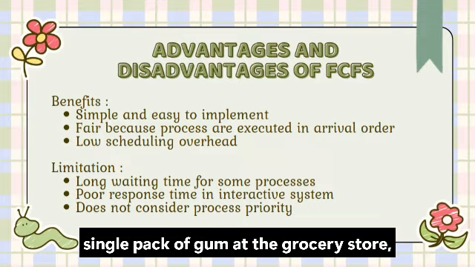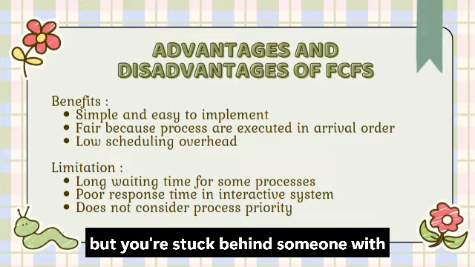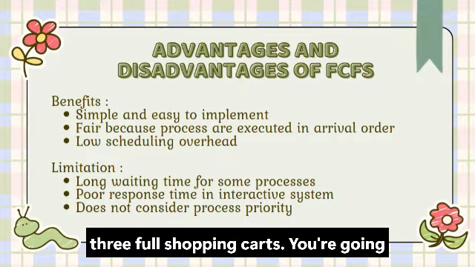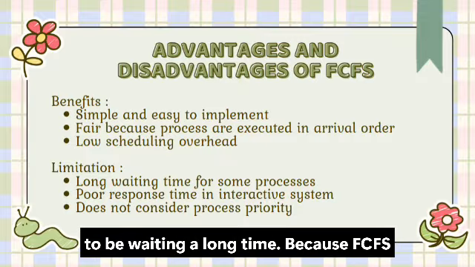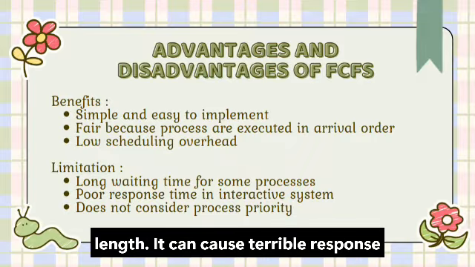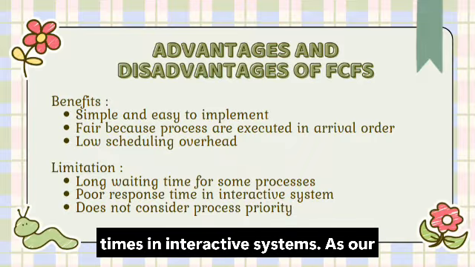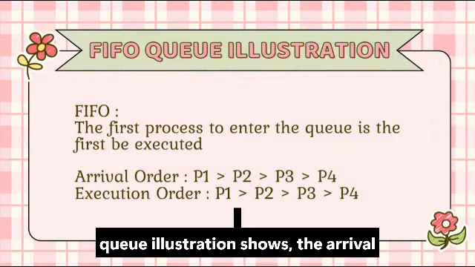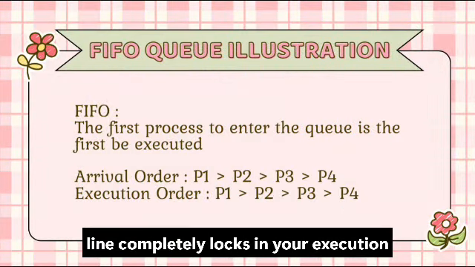Imagine buying a single pack of gum at the grocery store, but you're stuck behind someone with 3 full shopping carts. You're going to be waiting a long time. Because FCFS doesn't look at process priority or length, it can cause terrible response times in interactive systems. As our queue illustration shows, the arrival line completely locks in your execution destiny.